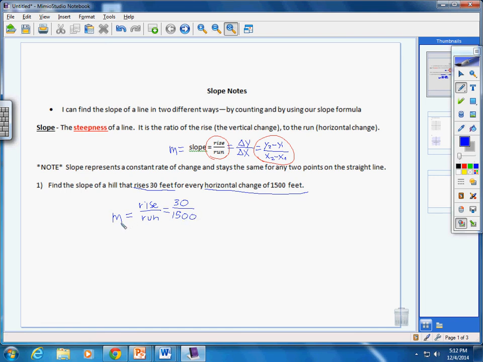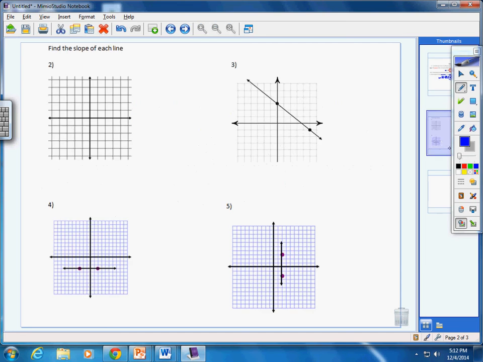So our slope is equal to this guy, which we can reduce. If we divide both of these guys by 30, you should end up with a slope of 1 over 50. M equals 1 over 50. Please remember that rates are always represented by fractions. So you're always going to see your slope written as a fraction, or almost always going to see it written as a fraction. Okay? So keep that in mind.